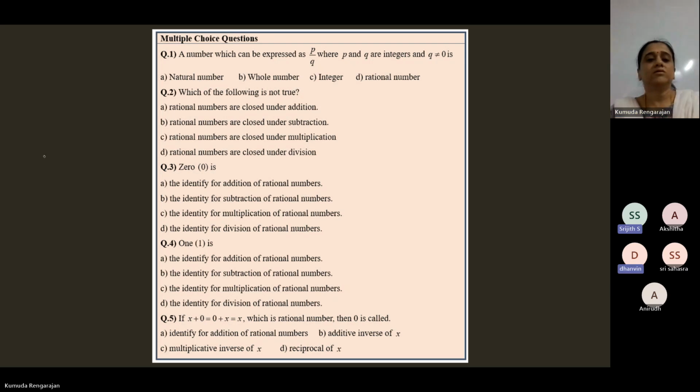The first one: a number which can be expressed as P by Q, where P and Q are integers and Q not equal to 0, is a rational number. Very good. Rational number. Next one. Which of the following is not true?